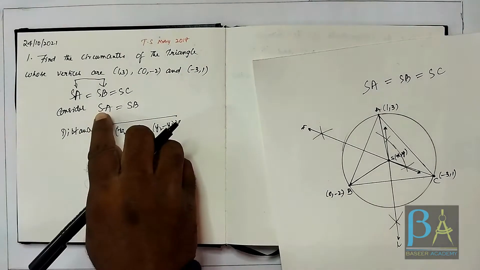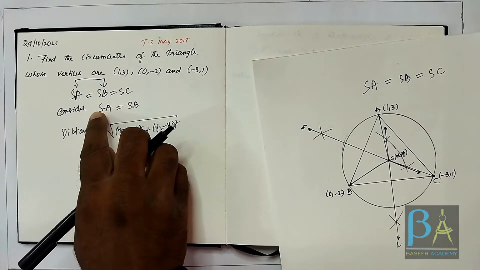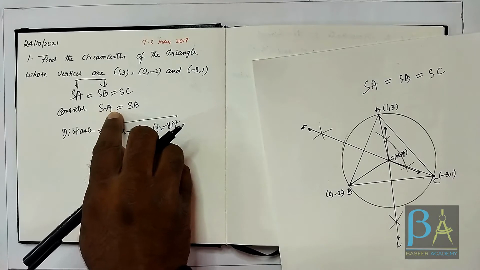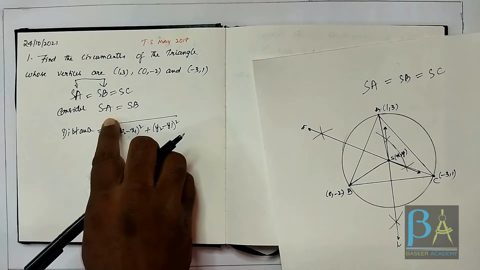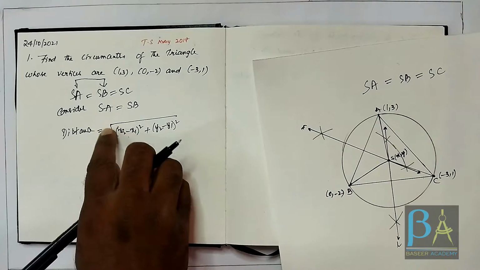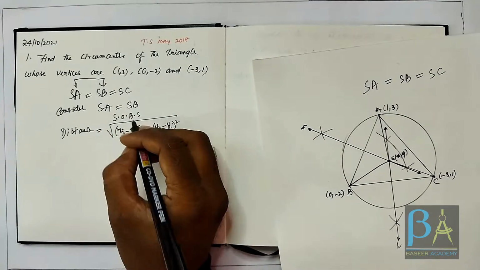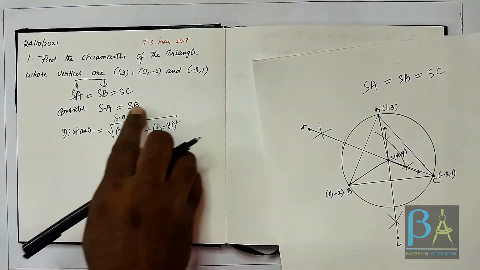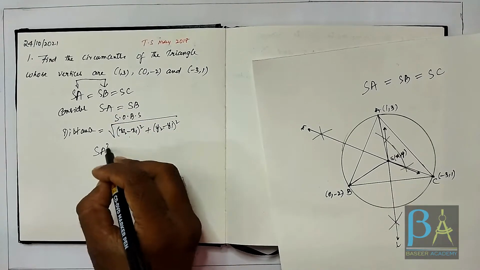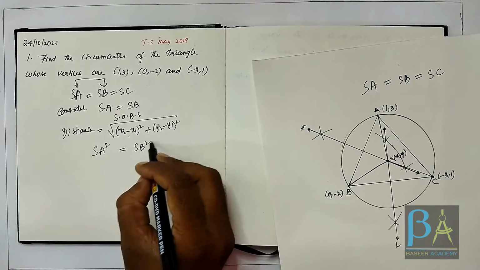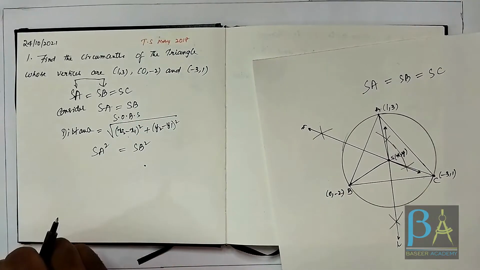Now, SA is nothing but the distance from S to a point A on the circle. The distance formula will have a square root. To get rid of the square root, let me square this equation on both sides. So I'm going to square the left hand side and I'm going to square the right hand side. That will get rid of the square root.